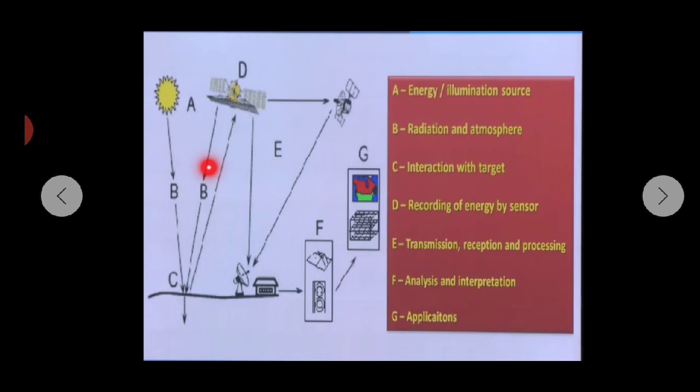Now while going back also, again these radiations come in contact with the atmosphere of the earth, due to which again atmospheric scattering and atmospheric absorption takes place. These further steps I have explained in the previous class: interaction with the target, recording of energy by sensor, transmission, reception and processing, analysis and interpretation, and application. These all steps usually take place when we are working with a remote sensing equipment.